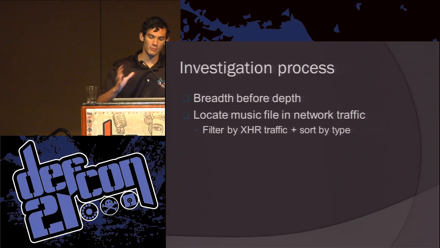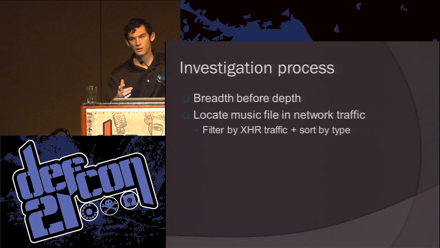Once you keep that in mind, you want to locate the music file in the network traffic. So you can do this in Chrome by opening up the developer console and then going to the network tab, and you can see all the traffic flying by. And there's going to be a lot of traffic, so you want to filter based on XHR traffic and possibly sorting by type. The reason why you want to do this is because typically when music is loaded in a streaming service, especially an internet radio service, the music isn't loaded when the page is sent to you originally.